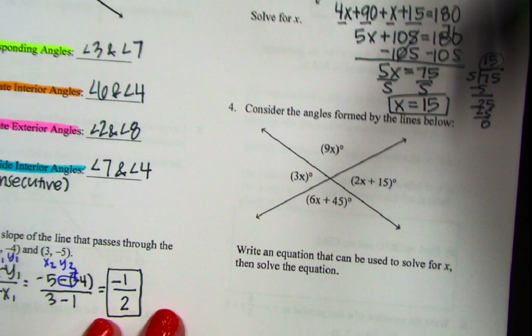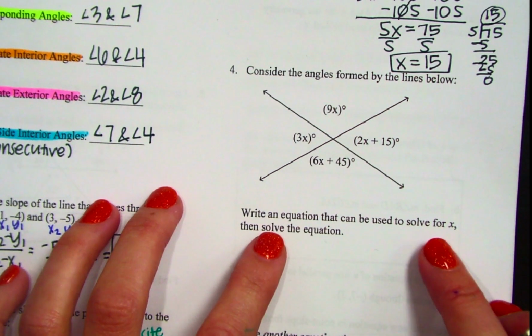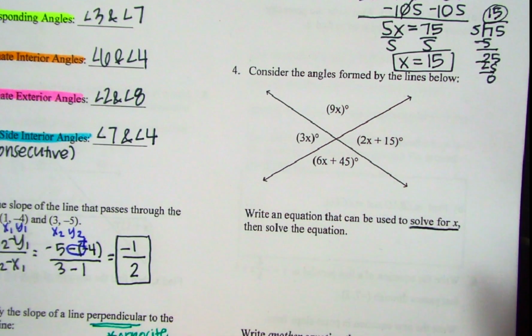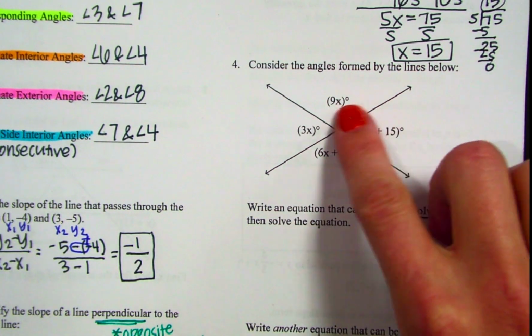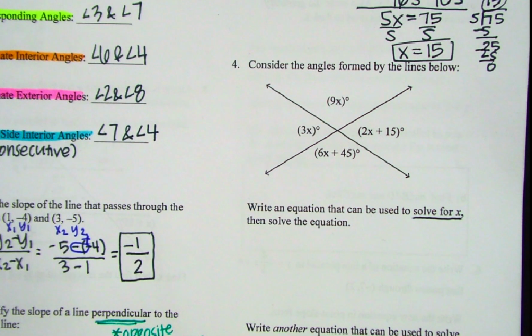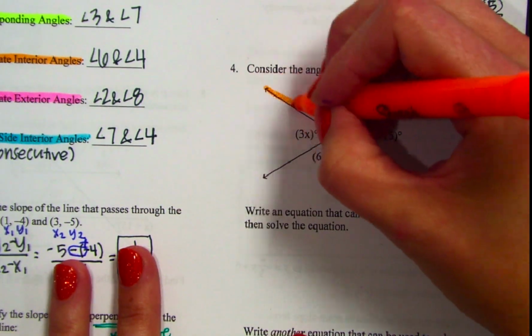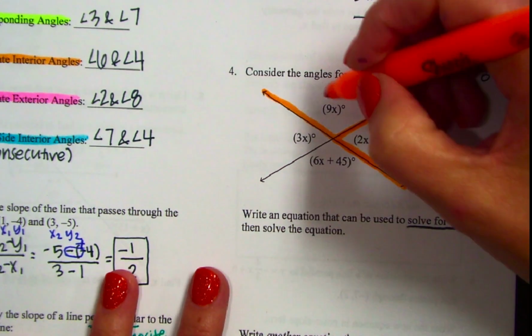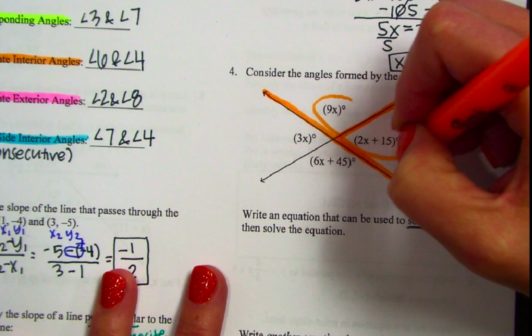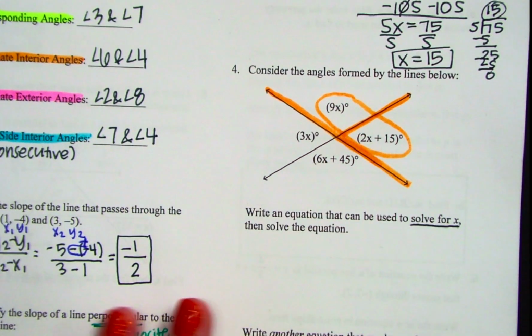Number 4, we're going to consider these angles formed by the lines. We're going to write an equation that can be used to solve for x. So, and then we're going to solve. So we have actually a few equations that we can come up with from here. So one equation I'm going to look at first would be if I looked at these two. So this angle here and this angle, these two angles form a line. So these two angle measures are going to add up to 180 degrees because this is a linear pair.